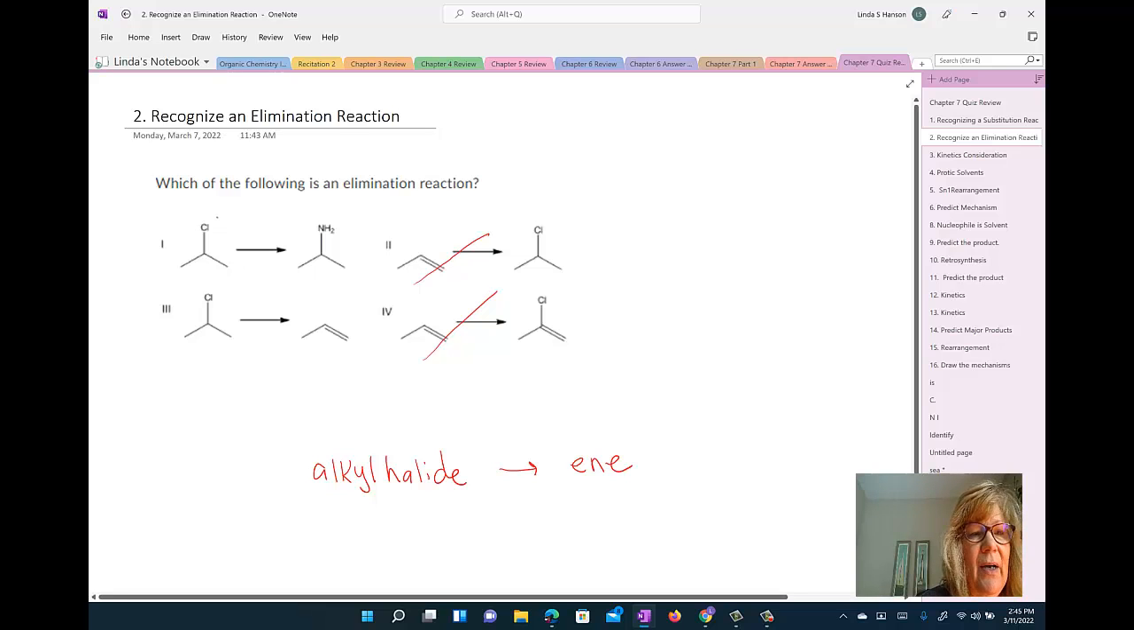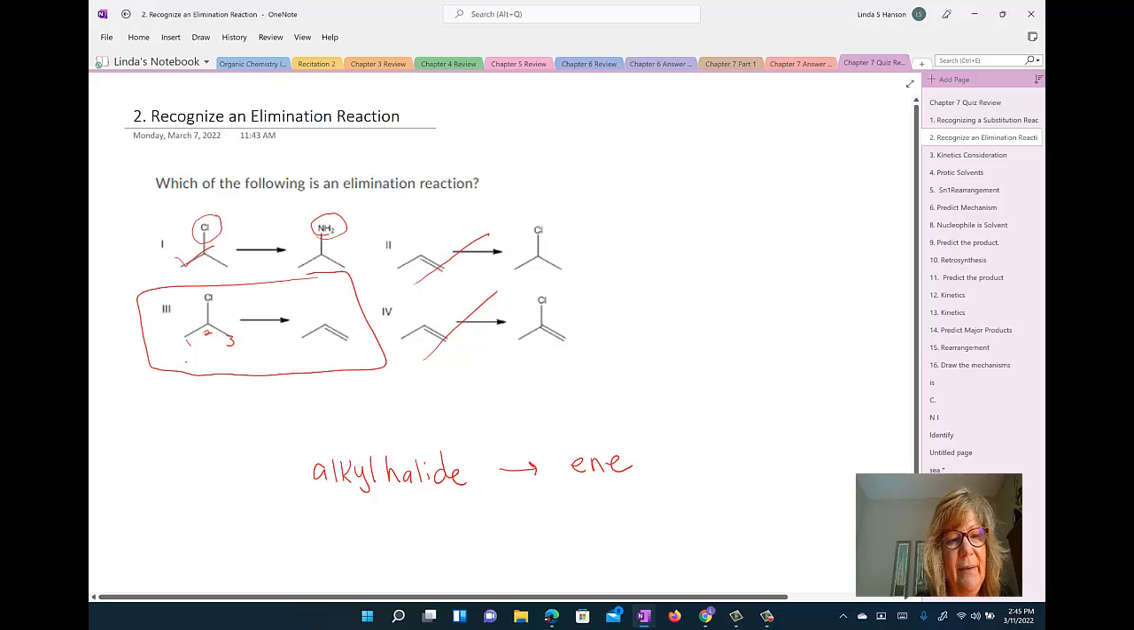With structure 1 or choice 1, we have an alkyl halide, but it's been substituted with an amide, NH2 group, and I see no double bond form. So that's not correct. The criteria that meets the elimination is the alkyl halide, 2-chloropropane, forming the double bond in that propene product.